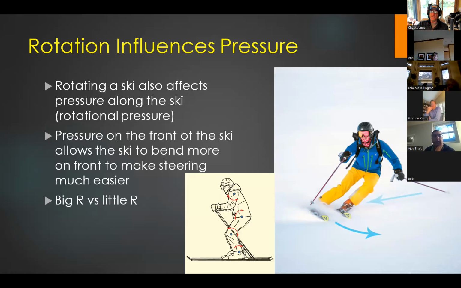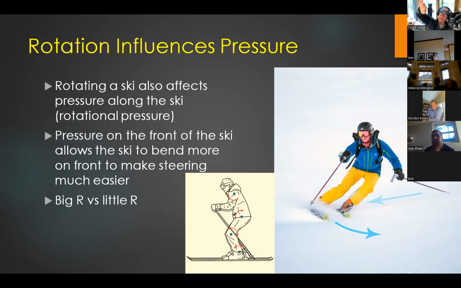Rotating the ski also affects pressure along the ski, and this is that idea of rotational pressure. Now I want you to think about a ski. This is my ski, and as I'm rotating it using my feet, and it's on edge, as I'm rotating it, what happens to the tip pressure versus the tail pressure? And this might be the answer to your previous question. Oh, yeah, okay, so the pressure moves from the tip along the length of the ski to the tail eventually.